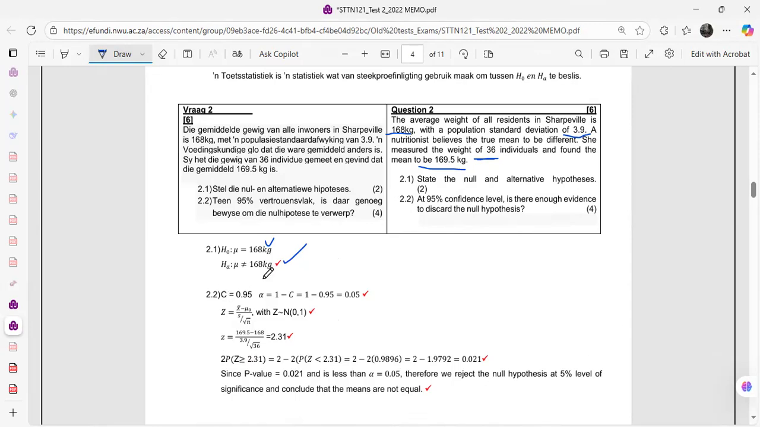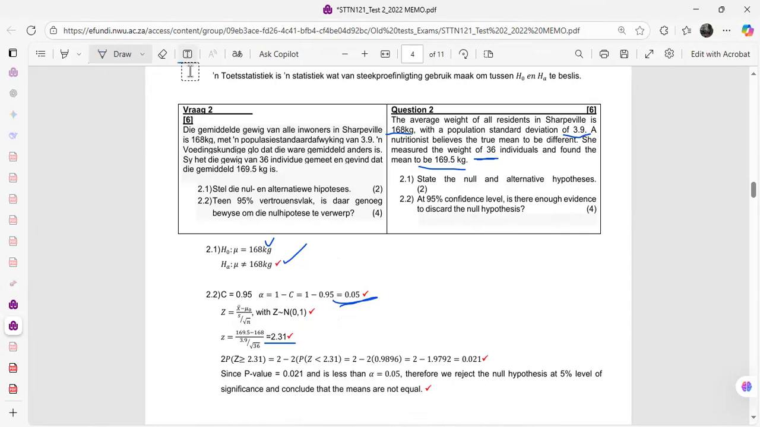So here you need to find the level of significance: 1 minus 0.95 gives 0.05. That will be your alpha. You already have your information, so you substitute and get the test statistic as 2.31. Since it's two-sided and the z is positive, it's going to be 2 into 1 minus the probability that corresponds with 2.31.